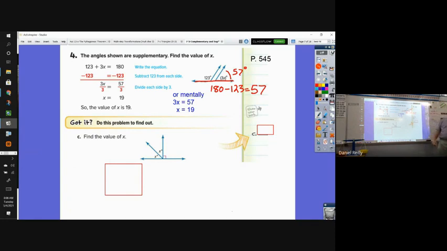I don't particularly like this example. Too much algebra, not enough angles. Jack? Yeah, each one of these has to be equal, and they have to add up to 90 degrees, which means 2 times x has to equal 90 degrees, so x has to be 45.